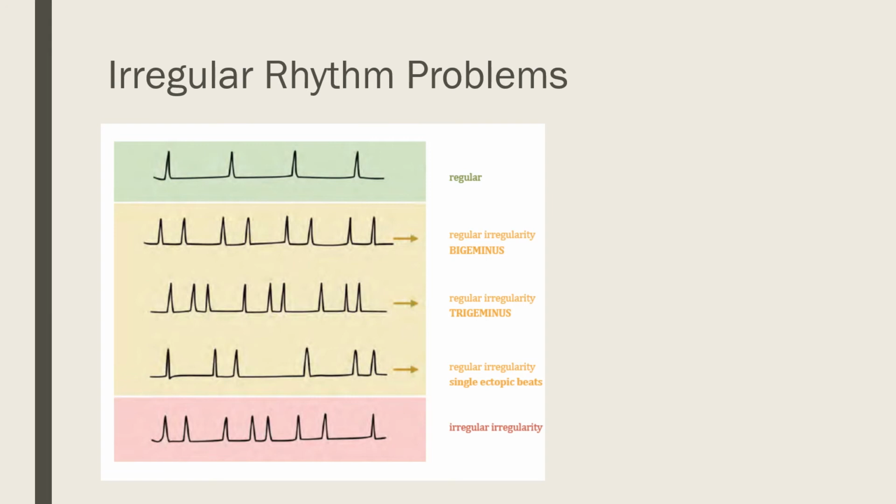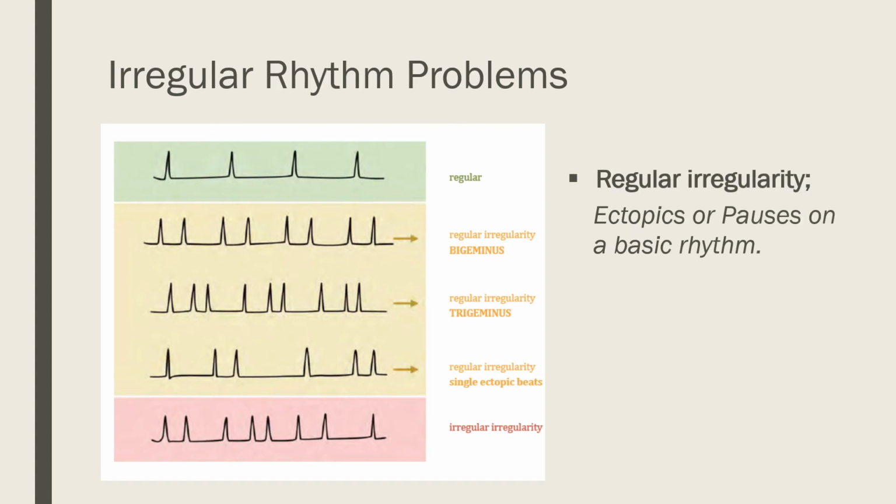In the second part, the regular irregularity, we have bigeminy, trigeminy, or single ectopic beats. In bigeminy, each normal beat is followed by an ectopic beat. In trigeminy, each two normal beats are followed by an ectopic beat. And we may have single ectopic beats. So in regular irregularity, we have ectopics or pauses on a basic rhythm.